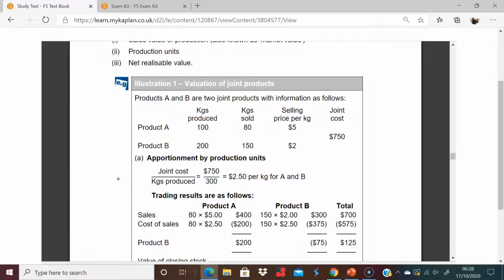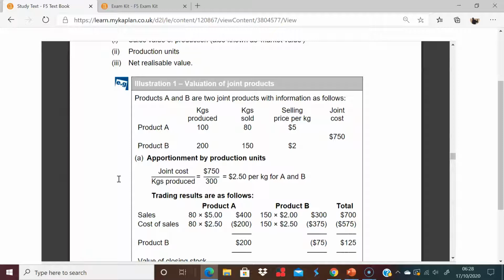And so my gain, profit, so to speak, is 200 right now. And for product B, I'm selling 150 at 2. You're making a loss actually, and that's the cost of £2.50. So you have a loss. So for product A, I could argue that I could sell it now and be fine. Product B, I probably want to carry on further processing.